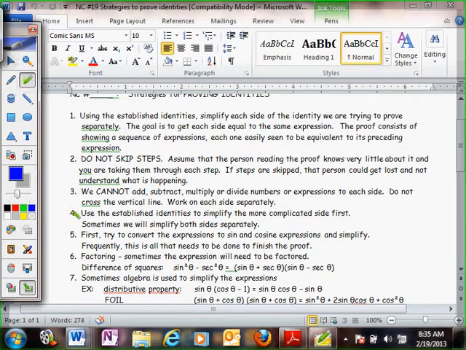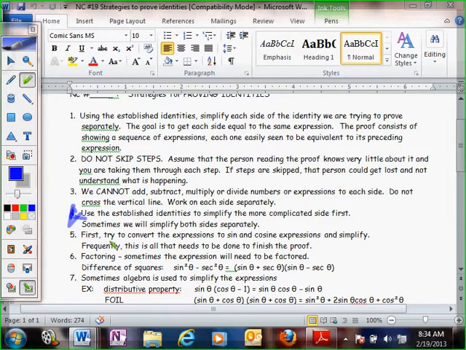Number 4 is very important. You want to look at the most complicated side first. Usually this works, and try to make it look like the simpler looking side.